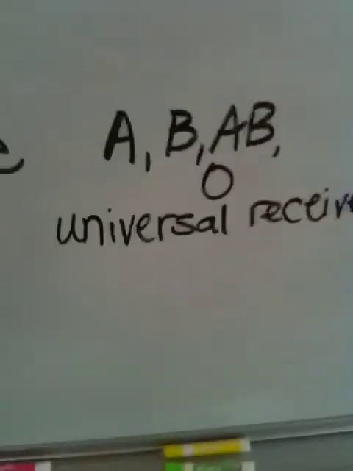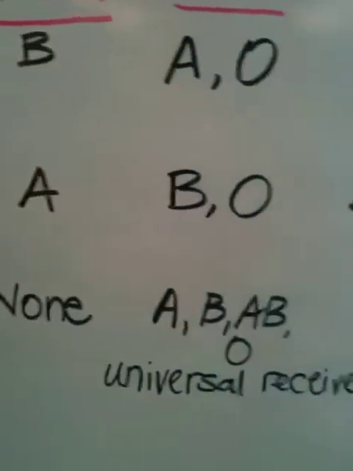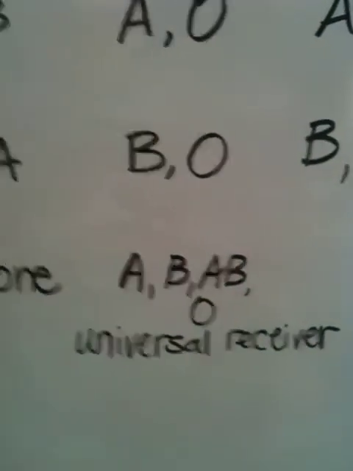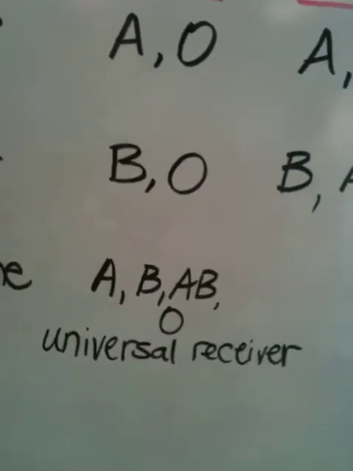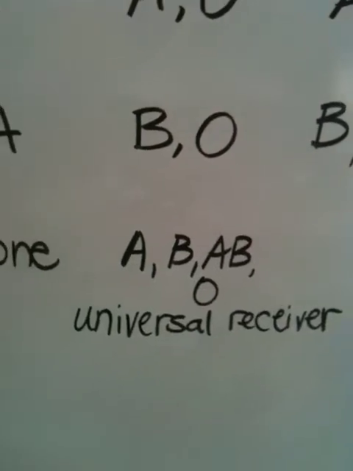I before E except after C. See, even teachers have to remember this. Okay? Type AB blood is called the universal receiver because it can receive blood from any of the blood types.